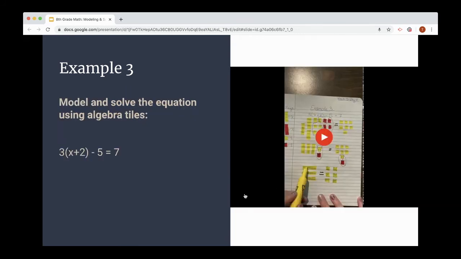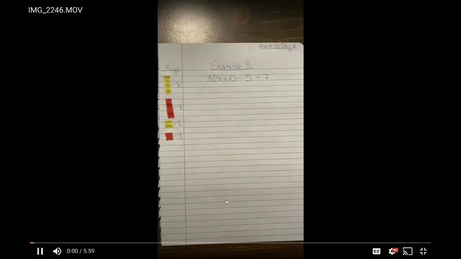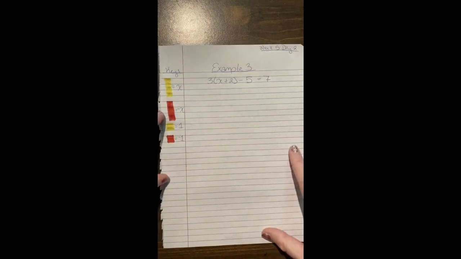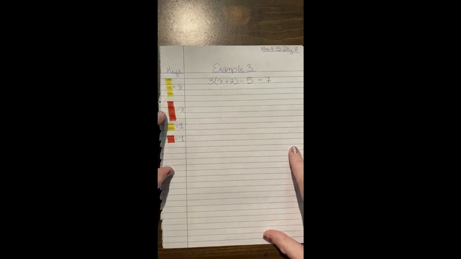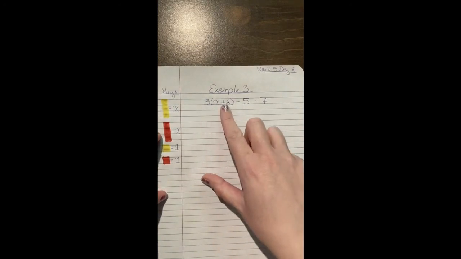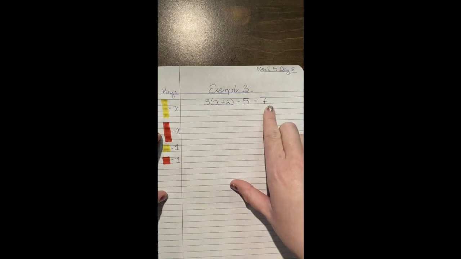And here is our solution for example 3. All right, here is our last solution for today's practice problems, example number 3. We're going to solve this equation using our algebra tiles. Again, we have the same key over on the left-hand side. All right, so let's take a look at what we have. We have 3 times the quantity x plus 2 minus 5 equals 7.